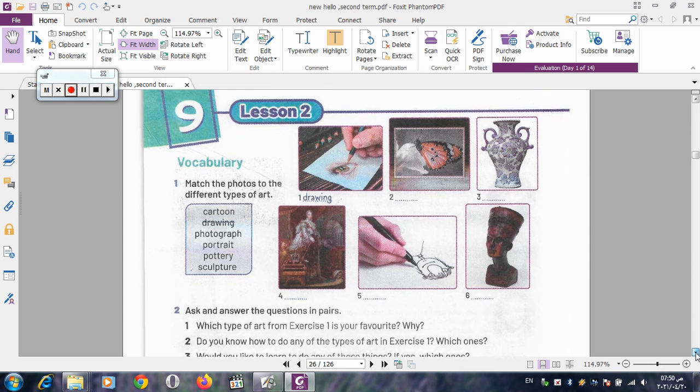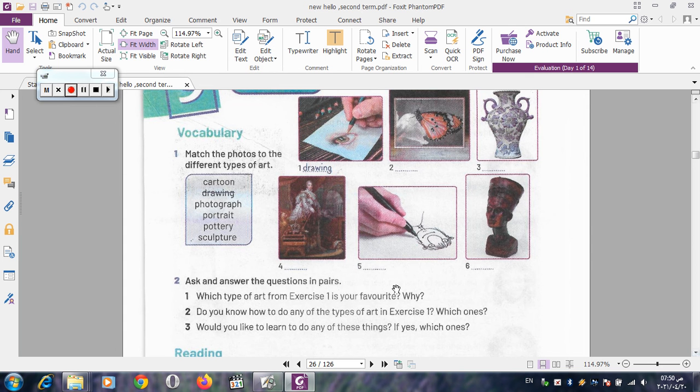Here, lesson 2, page 9, you have this vocabulary. If you look at these pictures, number 1, drawing, number 2, you can guess, we have cartoon, photograph, portrait, pottery, sculpture. I want you to know these two words.